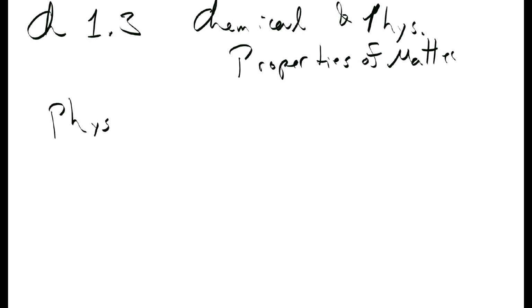Okay, physical properties are what we're going to be starting with. A physical property is any property of a material that you can measure without changing the substance.